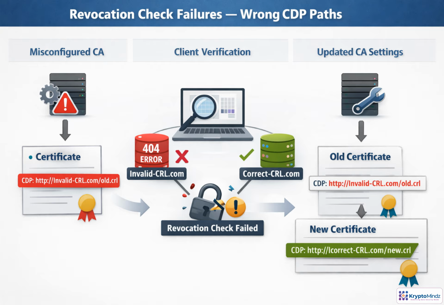CDP paths are baked into a certificate at the moment it's issued. If the CA was misconfigured that day, every certificate it produced points to the wrong CRL location. Clients follow those bad URLs, hit 404 errors, and treat the revocation check as failed, even if a valid CRL exists somewhere else. Fixing the CA configuration later doesn't repair those existing certificates. They must be renewed or reissued with corrected CDP paths.